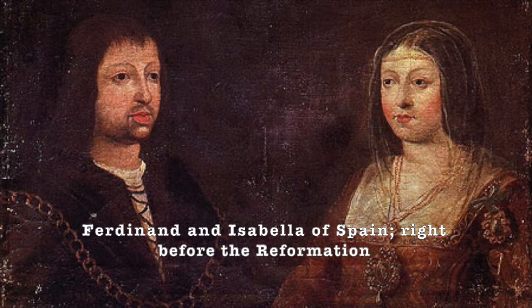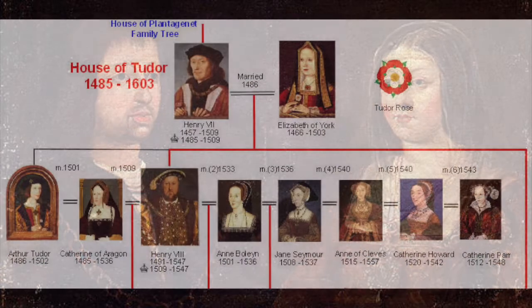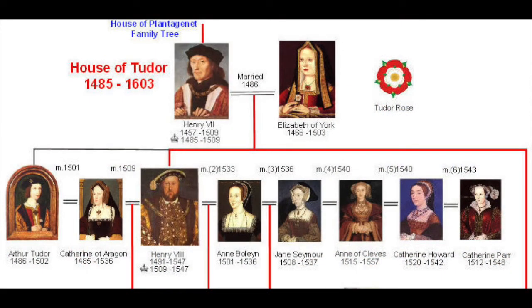When we think of Ferdinand and Isabella, we often think of them sending out Columbus. But they are linked to our story because their daughter Catherine was Henry VIII's first wife. If you look at this chart of the House of Tudor, you'll notice on the far left Arthur Tudor. He had married Catherine of Aragon, the Spanish daughter of Ferdinand and Isabella. But Arthur died, so Catherine married Arthur's brother, Henry VIII.